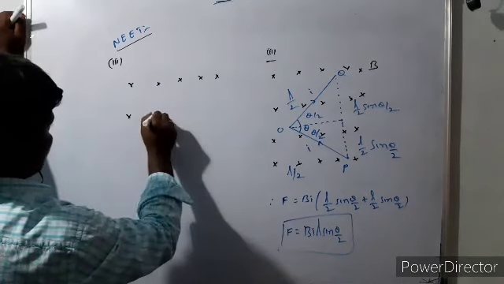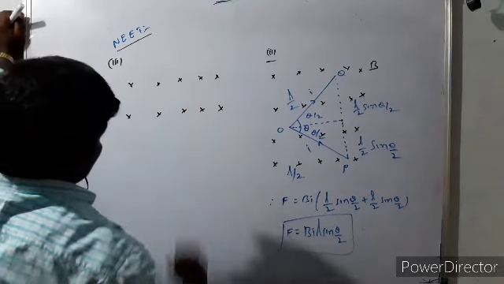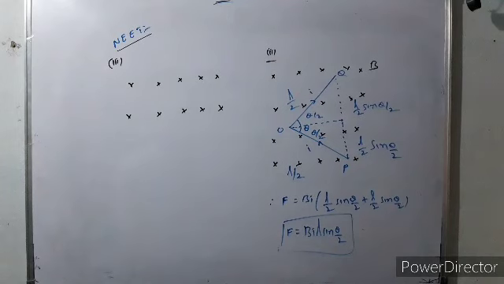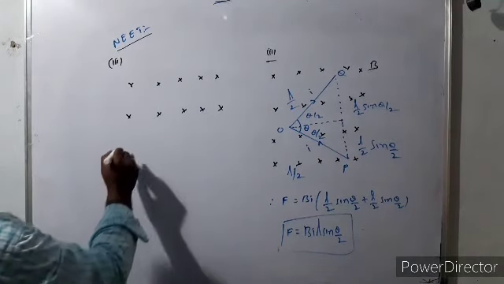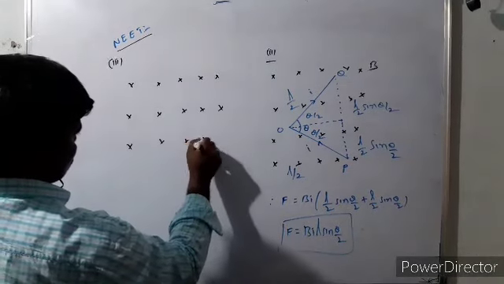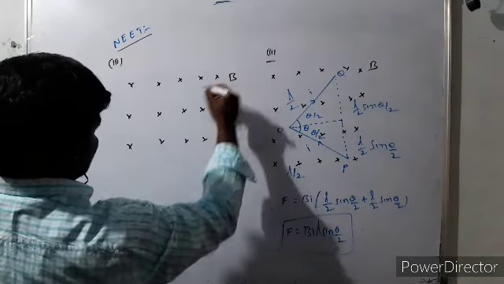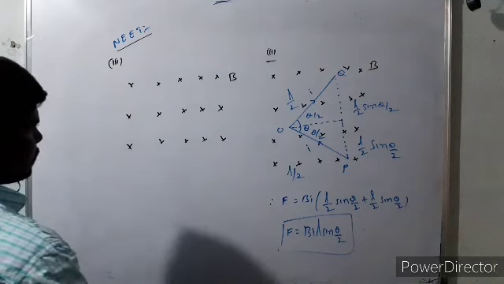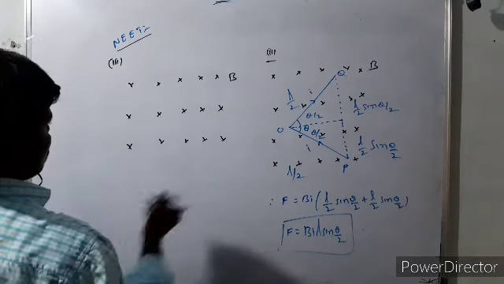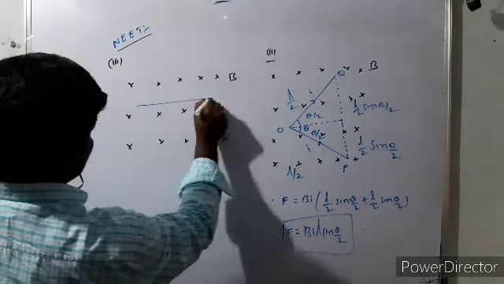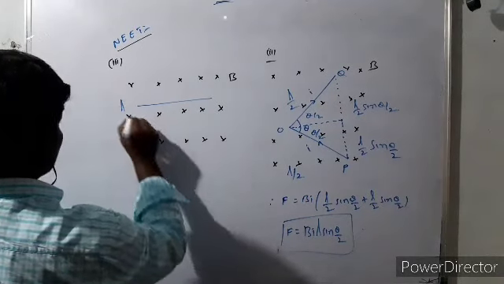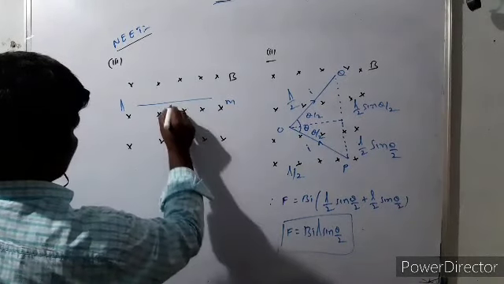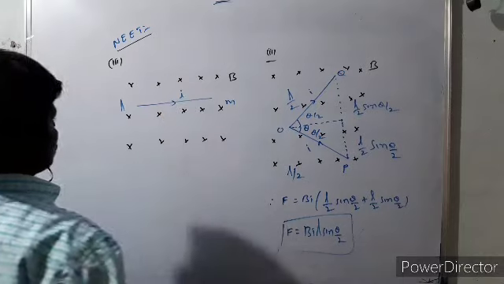Next, this is a magnetic field which is perpendicular to the plane of the board. The strength of the magnetic field will be capital B. Now, there is a conductor. You consider a conductor of length L, mass M, carrying current I amperes as shown in figure.